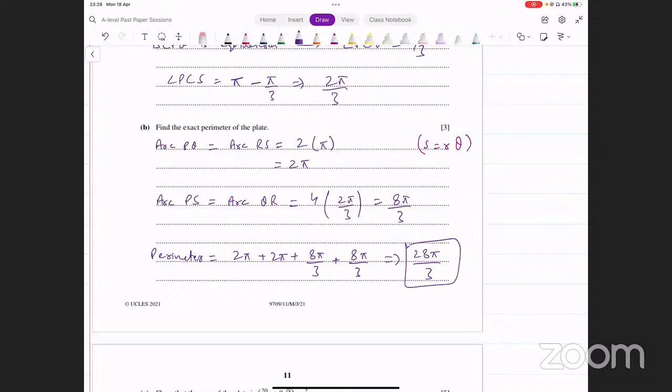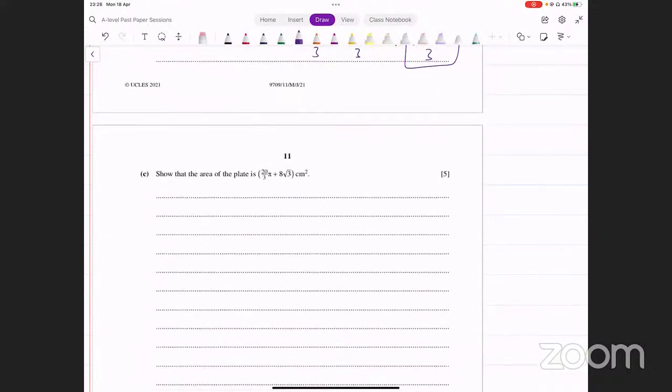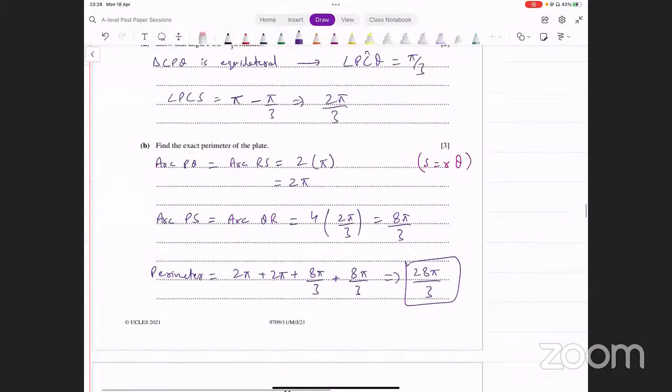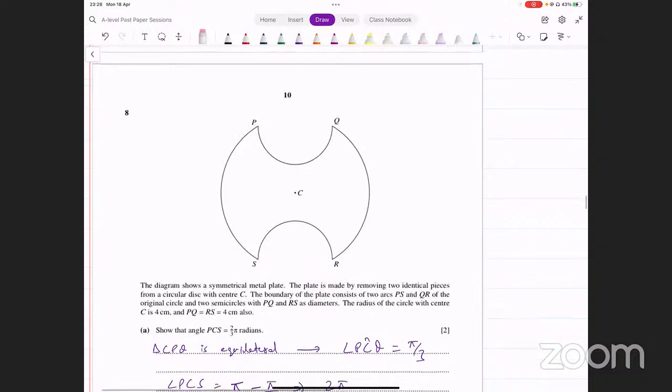All right. Let's move on to the next part now. Now, the next part says you have to show that the area of the plate is 20 pi over 3 plus 8 square root of 3. आपने area ये show करना है कि याद है. ठीक है? Area of this complete plate. Now, I'm going to erase what I've done before, just so my drawing is clear after that. यहाँ से remove कर देते हैं. This is the original shape. इस shape का area निकालना.